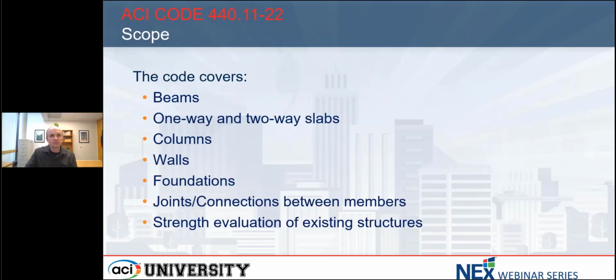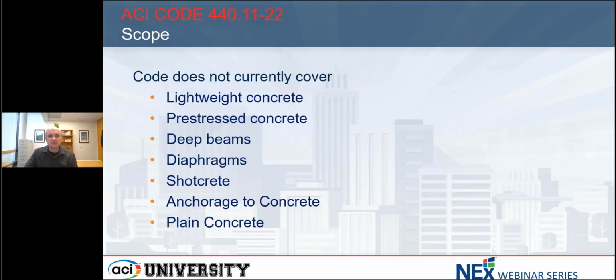A couple of things about the code itself. These are the topics that the code covers. It covers beams, one-way and two-way slabs, columns, walls, foundations, connections, and the strength of existing structures. So it covers a number of different types of concrete elements. However, there are some topics that it does not cover. It does not cover the use of GFRP for lightweight concrete. There just is not enough information out there from a research perspective to include lightweight concrete at this point, maybe something in the future, but not currently.